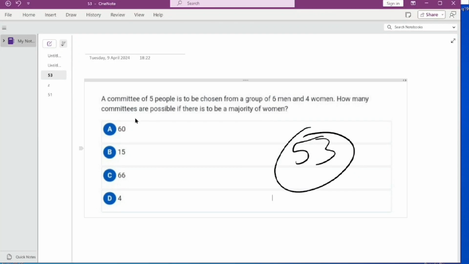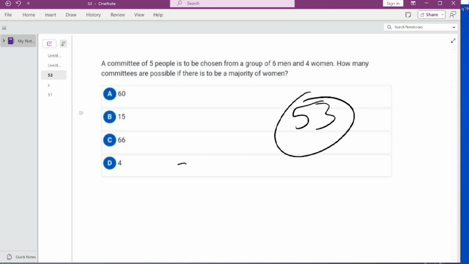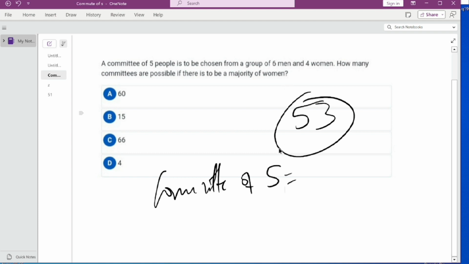Question 53 says a committee of 5 people is to be chosen from a group of 6 men and 4 women. How many committees are possible if there is to be a majority of women? So we have a committee of 5 to be chosen, which has to be a majority of women.